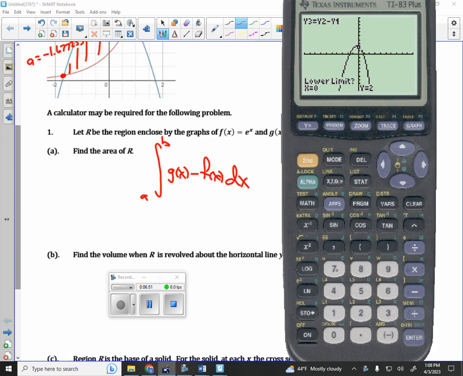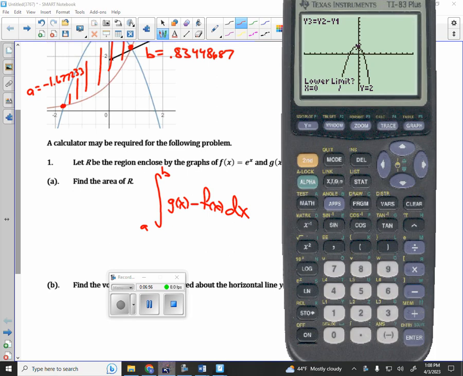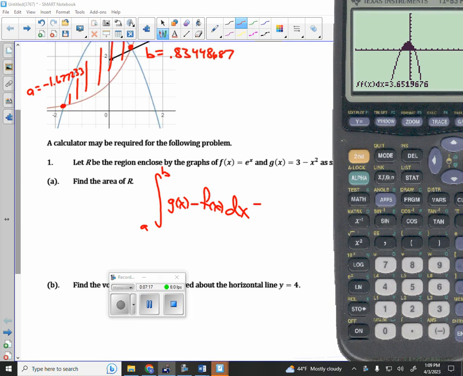And my lower limit is negative 1.677. Make sure you type it into at least 3 decimal places, negative 1.67723. I'll type it in a few more. And then the other value is 0.83448. And it finds that area right above there, and you want to write your answer to at least 3 decimal places.